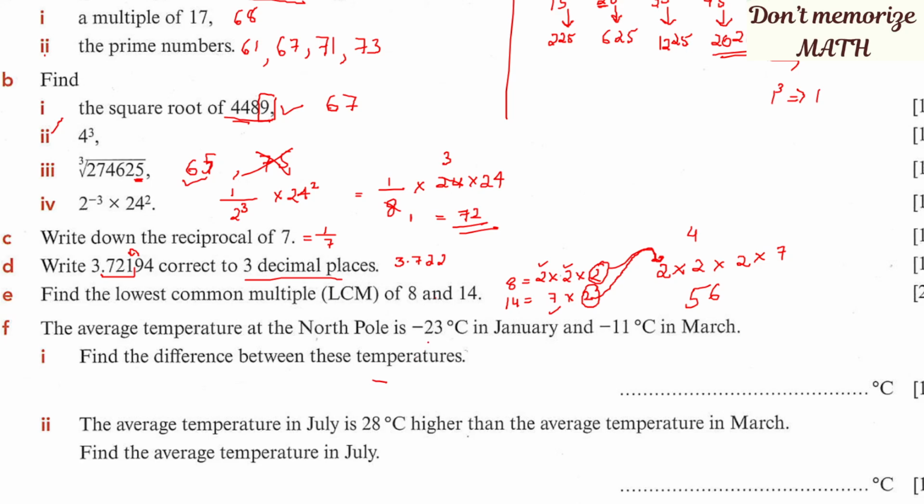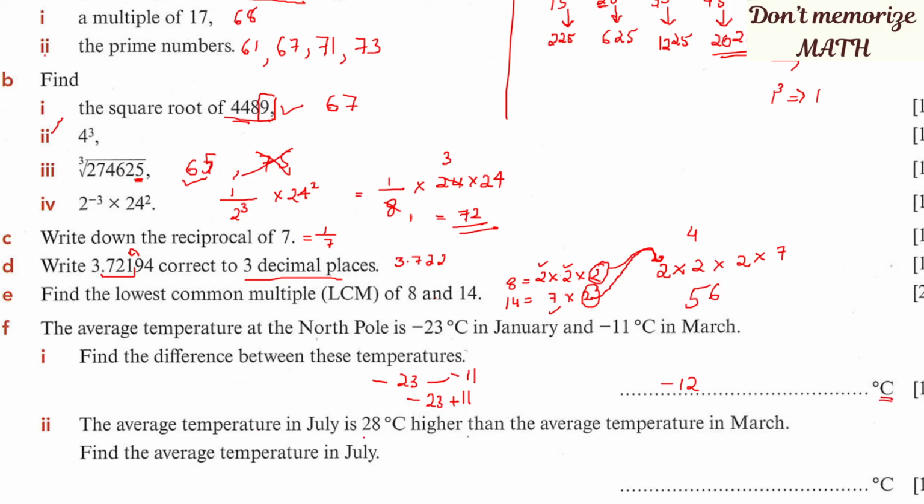So difference means minus 23 minus, we have here minus 11. So minus minus will become positive or plus: 23 plus 11. If you have different signs, first subtract them, then give the sign of the bigger number. Okay, so what is 23 minus 11? It is 12. What is the sign of the bigger number? It is minus. So minus 12 degrees Celsius.